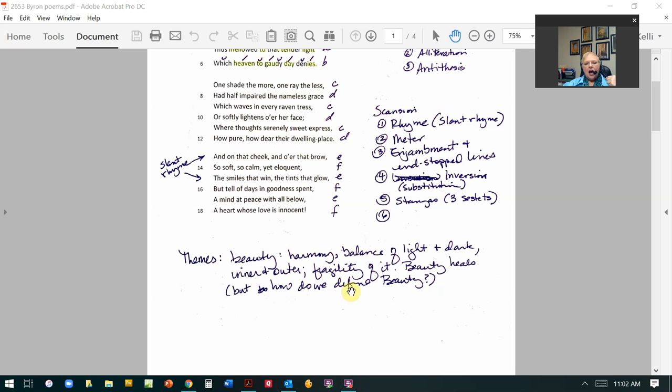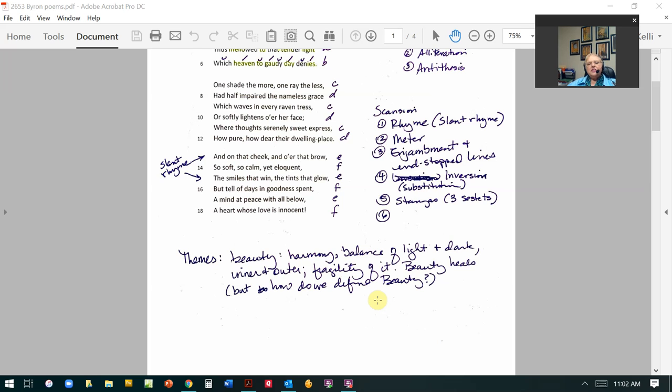Beauty can mean, you see here down here in my last little line, how do we define beauty? And so when we read Ode to a Grecian Urn, at the very end, it says, beauty is truth, truth, beauty, that is all you know on earth and all you need to know, right? Well, what is beauty in that sense, right? So these different poems can be looking at beauty in a different way.